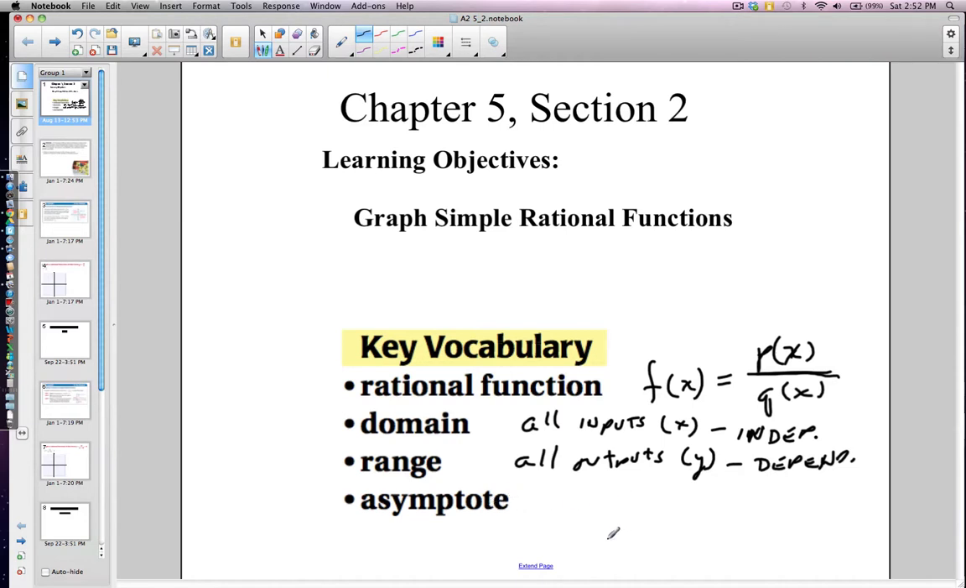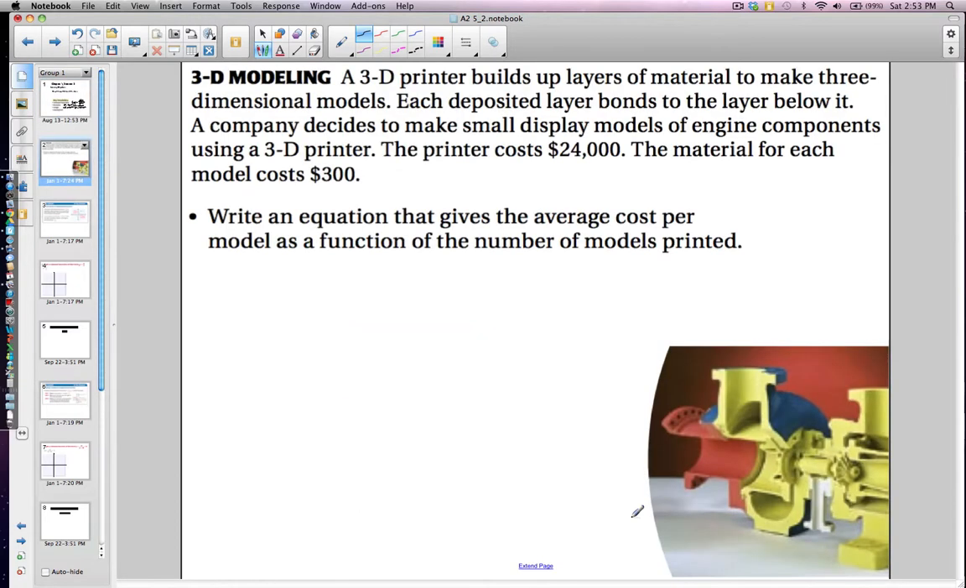The idea of an asymptote is it's a boundary line that my graph will approach, but in most cases never hit. Okay, so I say in most cases because when we move on to general rational functions, there are times when the asymptotes can be crossed. In simple rational functions, they cannot be crossed.